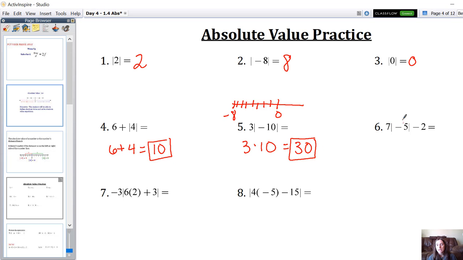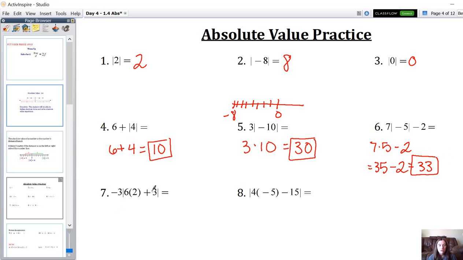Here we have 7 times the absolute value of negative 5, and then minus 2. So again, let's worry about what's inside those absolute value bars first. So we have 7 times the absolute value of negative 5 is 5, and then minus 2 at the end. Now here's where we need to remember our PEMDAS rules. We don't have parentheses and we don't have exponents, so next we can either multiply or divide, going from left to right, and then we'll add or subtract. So we have 7 times 5, so we're going to multiply those first, and then subtract our 2. So now 35 minus 2 gives us 33, and we're done with that one.